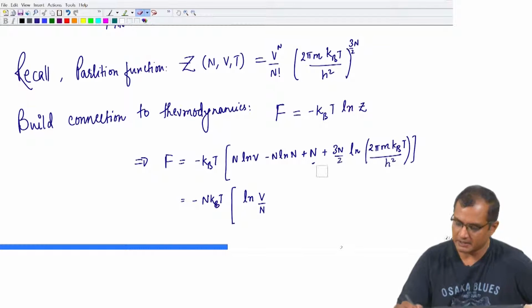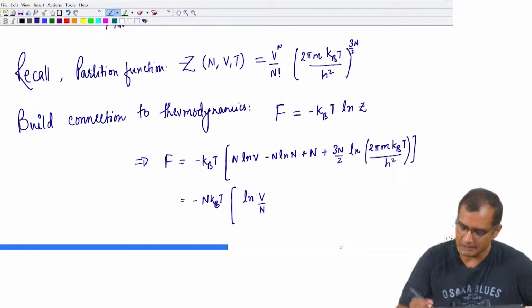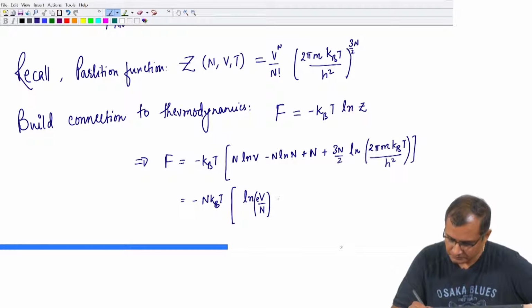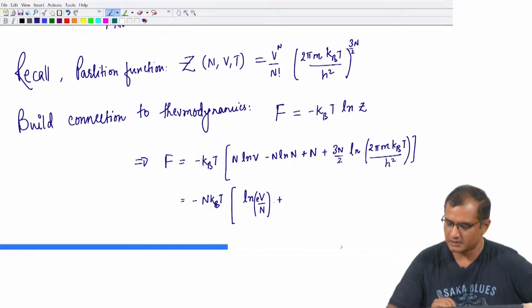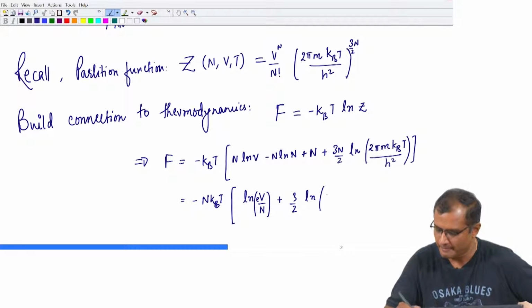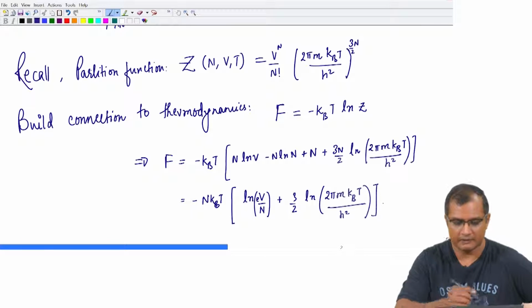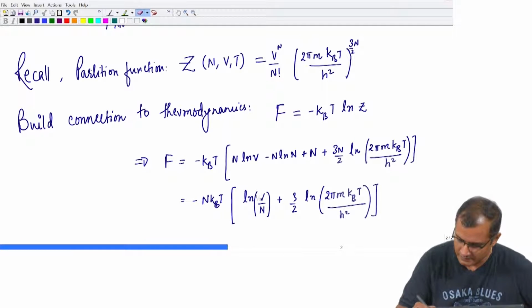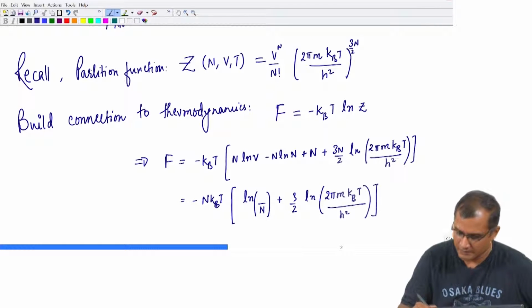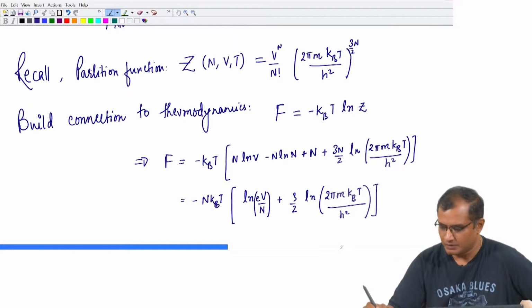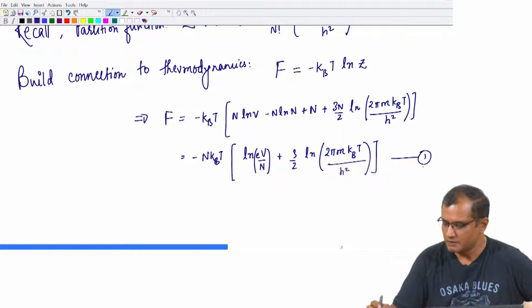So, I am going to club that e here, and this is simply 3 by 2 ln 2 pi m kBT over h square. Fine. So, let me just write it slightly. Now, let us call this expression 1.